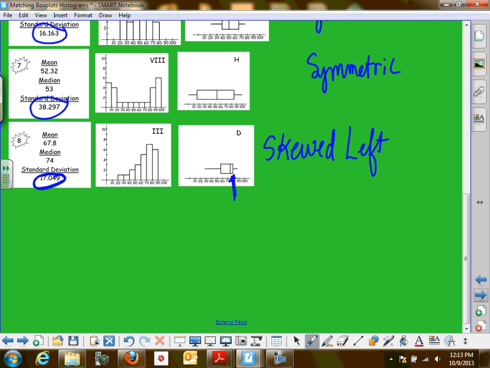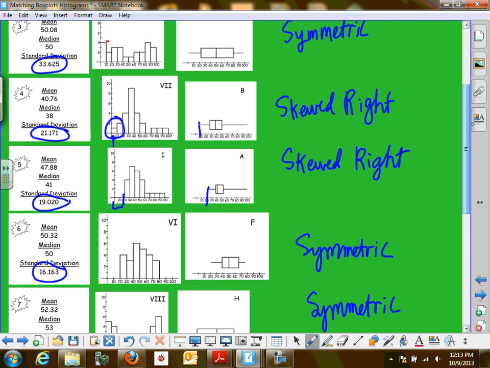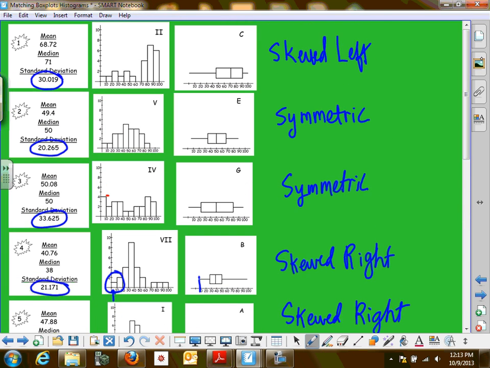Here we have a very small quartile. The reason that we have a very small quartile on this picture here, letter D, box plot D, is because you have a lot of data in one bar. A lot of data in one bar is translating to a very small quartile. As opposed to number 1, which is also skewed left, there is much more data further away from the center, so therefore it's a much larger standard deviation.